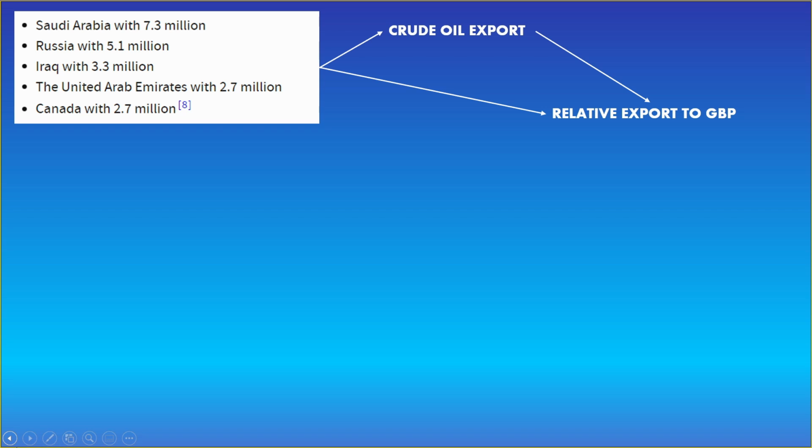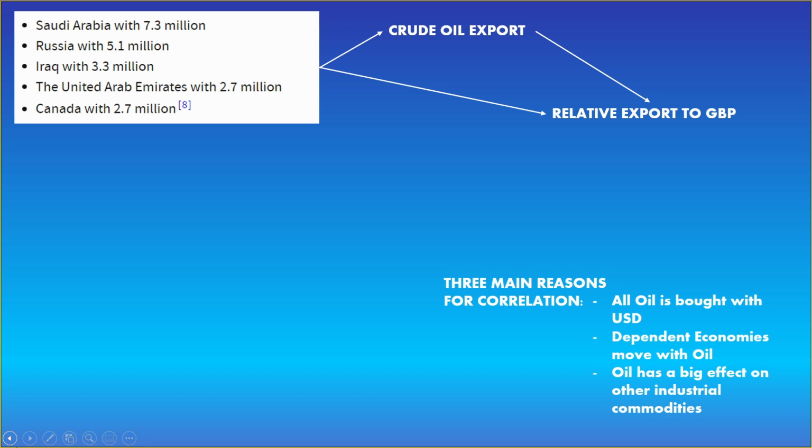Although this list does give some clarity, it is far more important to look at the relative value of crude oil export to the GDP, the gross domestic product, for example. A country like Canada has a way more diversified export than Russia or Iraq, which means that a decrease in price of crude oil is more devastating for Iraq than for Canada or the United States. So this is one of the main reasons why oil is correlated with currency, but there's actually more.